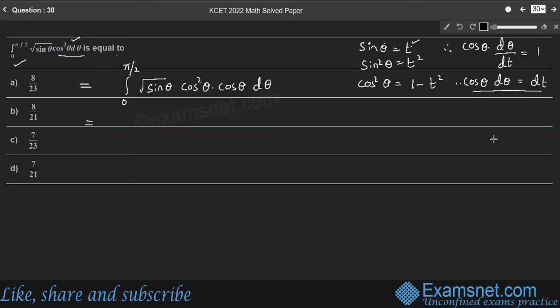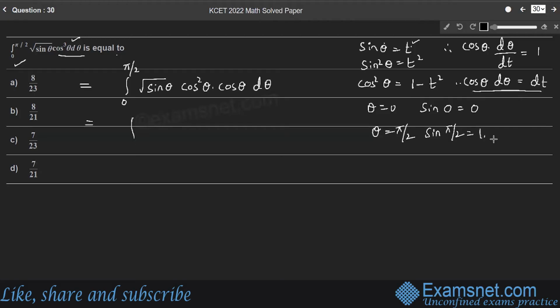Substitute these values here. So here the limit is 0 to pi by 2, right? When the value of theta is 0, if theta is equal to 0, sine theta becomes sine 0 is equal to 0. If theta is equal to pi by 2, sine pi by 2 is 1, right?